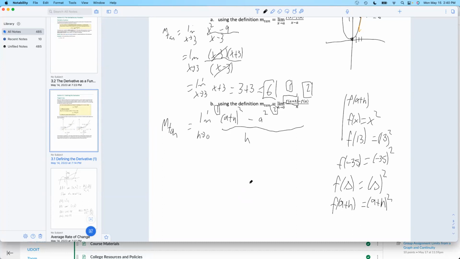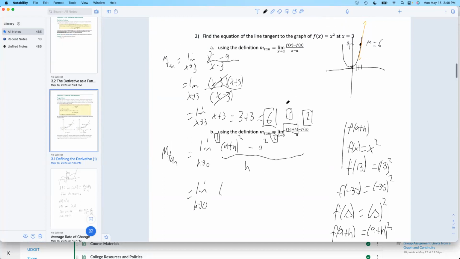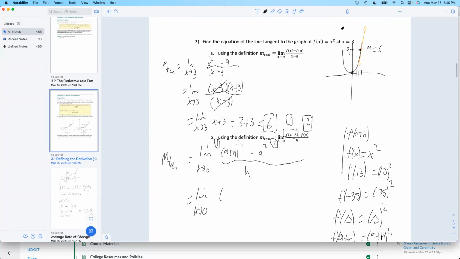Okay, now we know what a is, so let's go ahead and put in a. My a value here, now I'm going to write it up here so it's clear when everybody's looking at this document. A is 3.